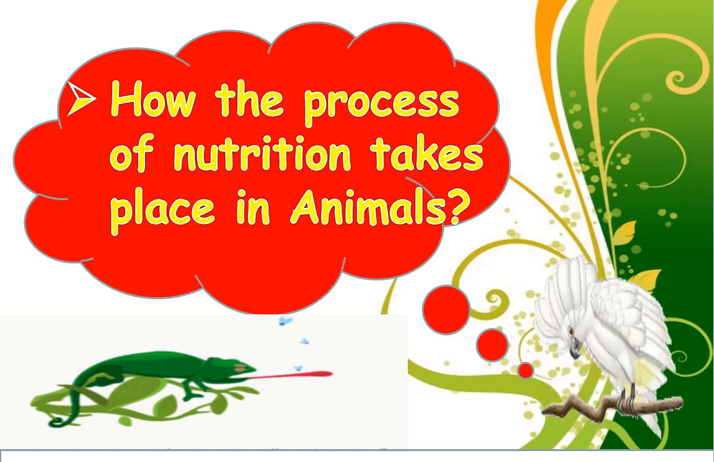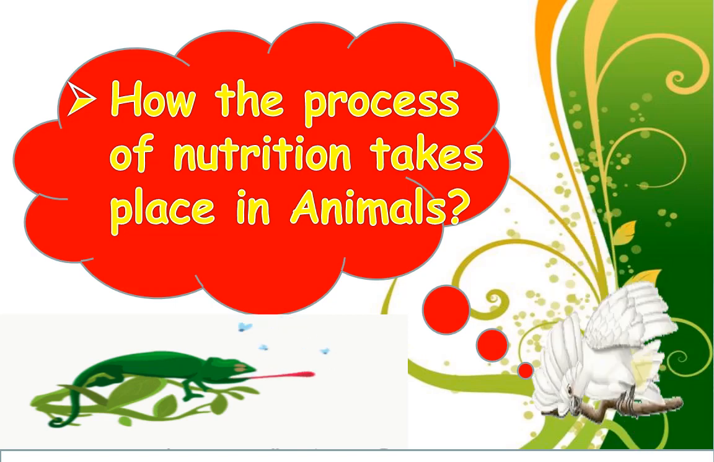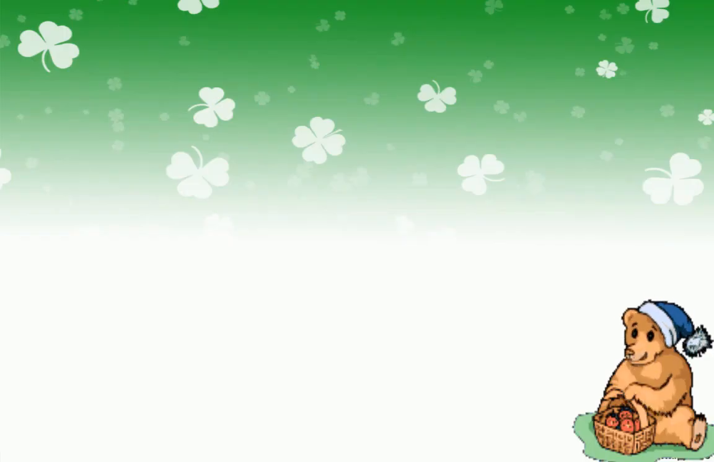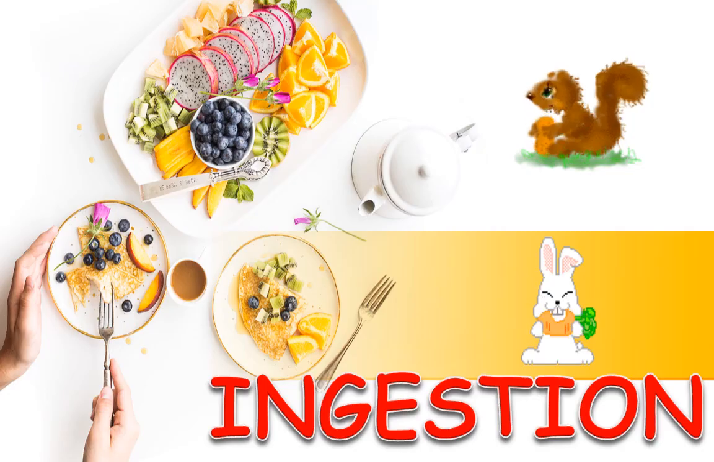Then, how does the process of heterotrophic nutrition take place in animals? Let's see. Nutrition in animals is a complex process which involves 5 steps: ingestion, digestion, absorption, assimilation, egestion. Now we will understand these terms one by one. The first step is ingestion.